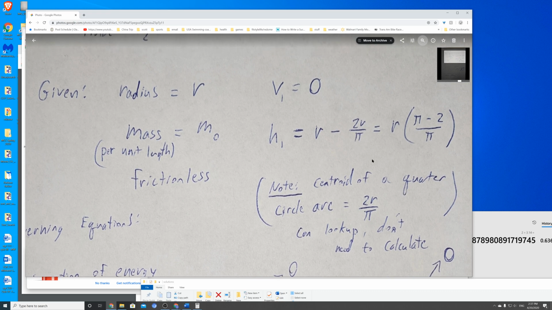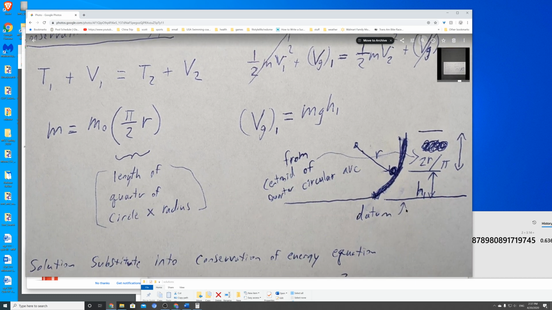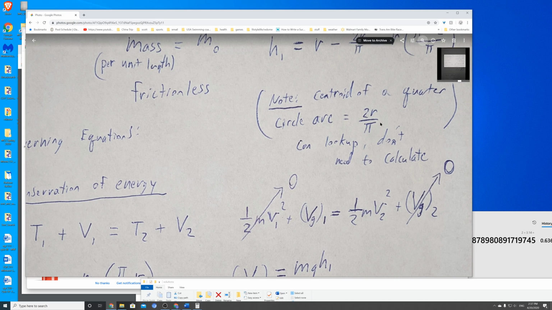This 2 over pi is really the only thing of significance that you need to do. Just coming up with that center of mass, knowing it's the center of mass you're looking for, and knowing how to come up with that location.